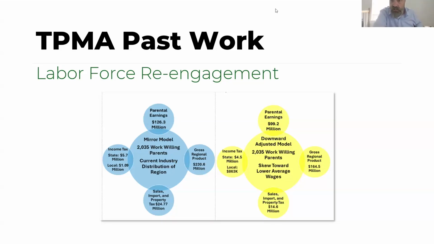These are their earnings if they distribute themselves across the industry in a way that mirrors what's already in the region. This is the blue side. These are their earnings. This is the tax revenue that's going to be generated. This is the gross regional product that's going to be produced. And here's the very special sales, import, and property tax information that's going to be generated as well.